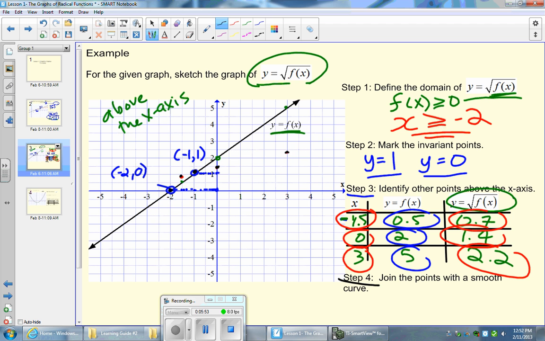And step 4, my last step here, is to join those points with a smooth curve. So as best as you can here, if I draw the smooth curve, I'll do it in a different color here, we're going to get a radical function that looks like that. So there is the graph of the radical function, which is represented by the red curve. And that's how you draw a radical function of a linear function.